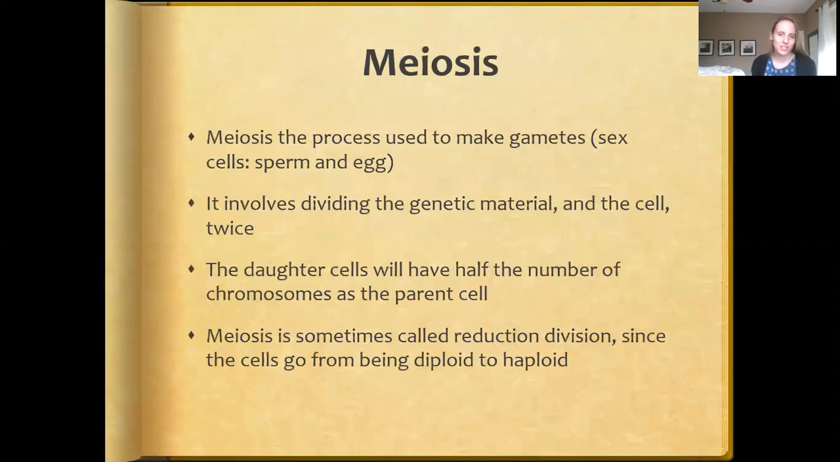So we'll start with just a definition. Meiosis is the process that we use to make gametes, which are these sex cells, sperm and egg. It involves dividing the genetic material and the cell twice. In this case, the daughter cells that are produced will have half the number of chromosomes as the parent. So we will go from a diploid cell to a haploid cell. Because of this, meiosis is sometimes called reduction division because the cells divide the number of chromosomes in half.